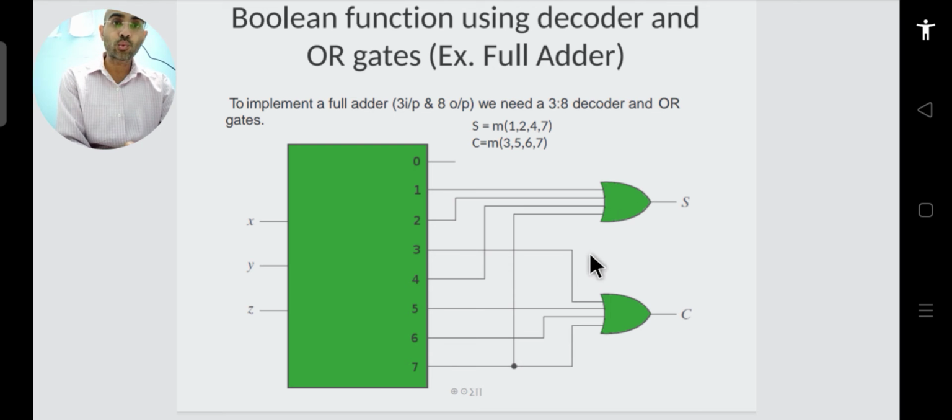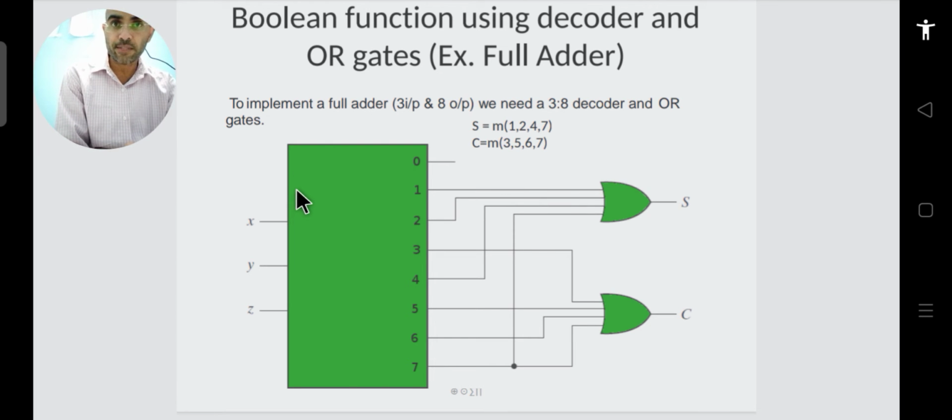Let's consider an example of how you can implement any Boolean expression with the help of decoders. We'll understand this with a certain example. The example we'll consider is this: let's say we want to implement a full adder with the help of a decoder. How will we do it? We'll use decoders and some OR gates.